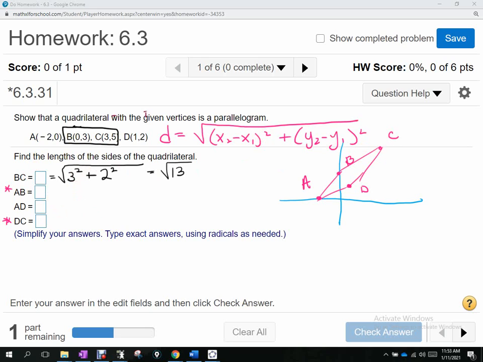So now I'm going to go A and D. So take that point and that point. Subtract x's. So 1 minus -2 is 3. And then 2 minus 0 is 2. So that again is going to give me root 13. So that right away, BC, that segment there, and AD, that segment there, they're congruent. Okay, both root 13.